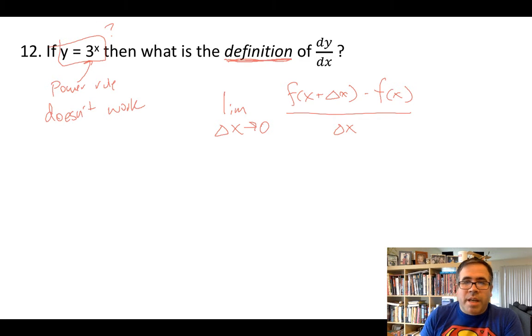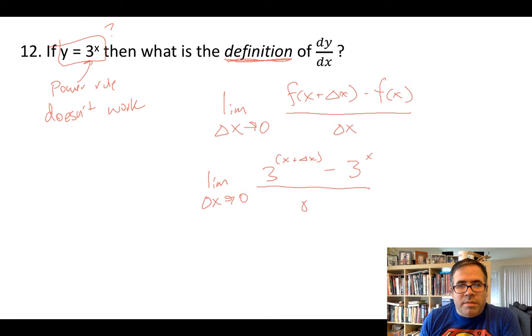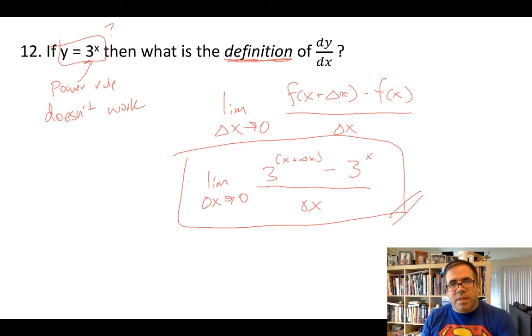So our f is 3 to the x, so the definition of this is going to be the limit as delta x goes to 0. And you could use h instead of delta x. I don't care about that. So 3 to the x plus delta x minus 3 to the x over delta x. Just the expression. That's all I wanted was this expression. Nothing more, nothing less. And you need to be able to recognize this expression or something like it.